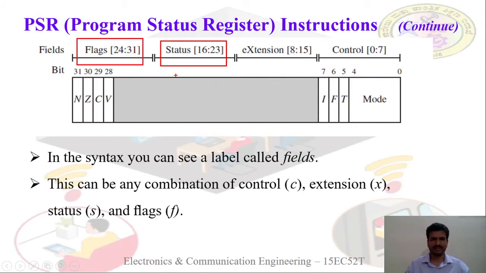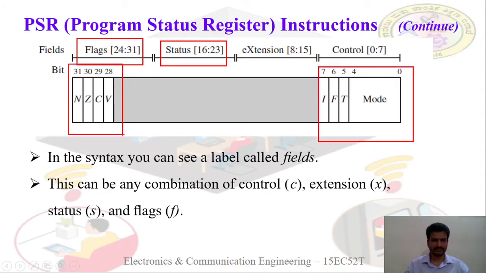The extension and status fields are not implemented in the current ARM processor, so we are using the control field and flag field. In the syntax you can see a label called fields. This label is a combination of letters: for control you mention C, for extension X, for status S, and for flag F.